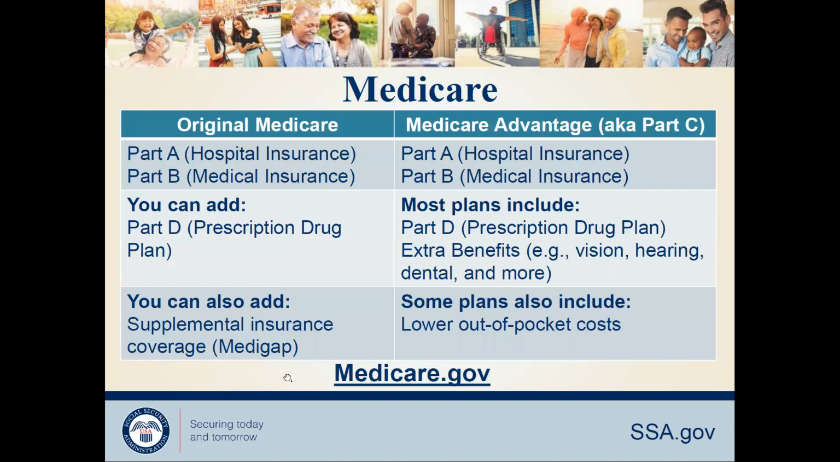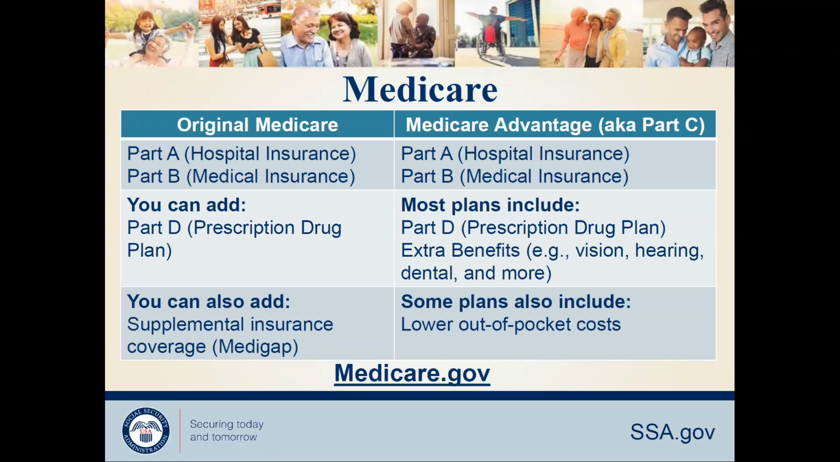Medicare is our country's health insurance program for people age 65 or older. People younger than age 65 with certain disabilities or permanent kidney failure or Lou Gehrig's disease can also qualify for Medicare. You have choices for how you get Medicare coverage: Original Medicare and Medicare Advantage.